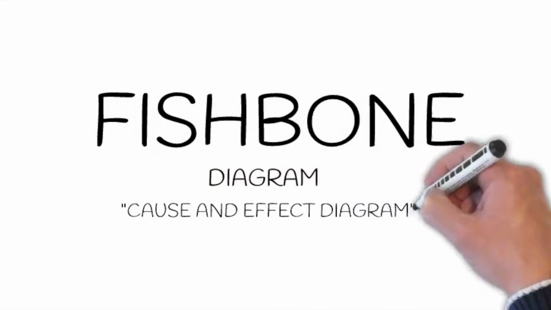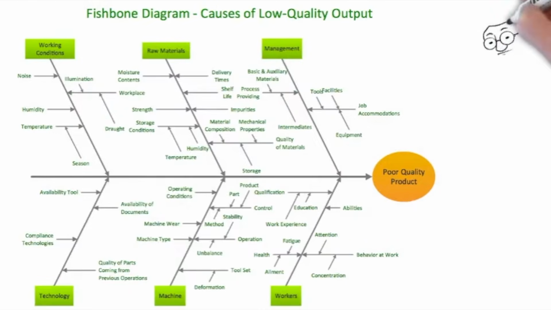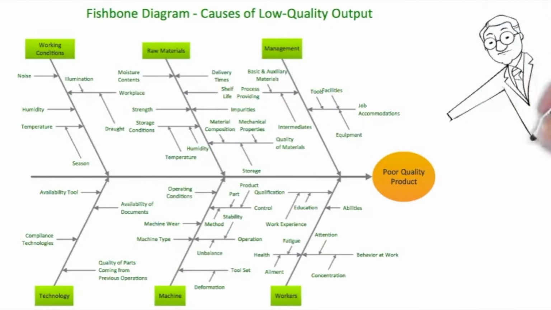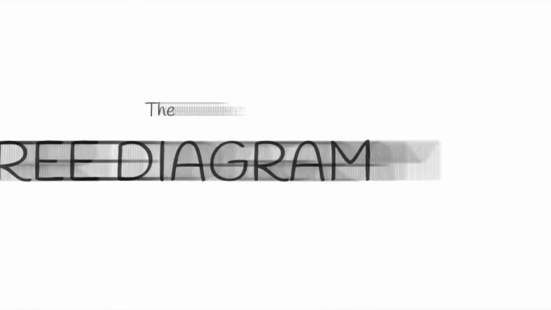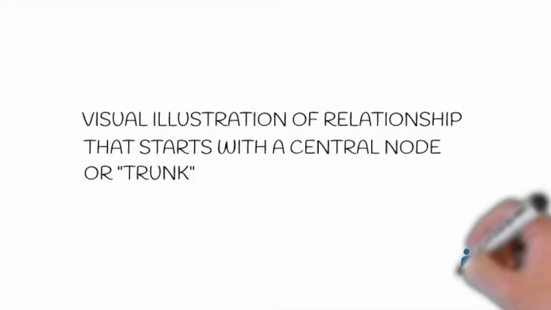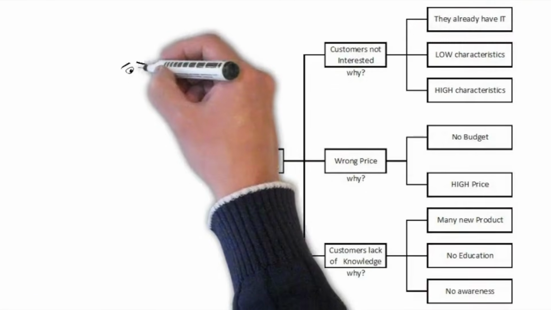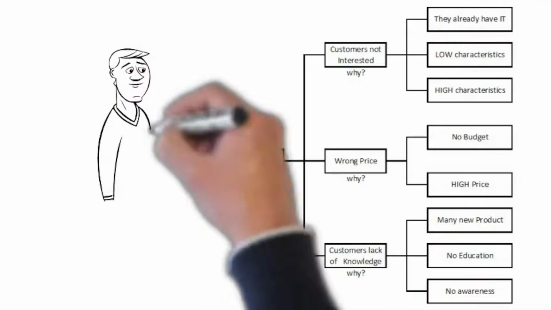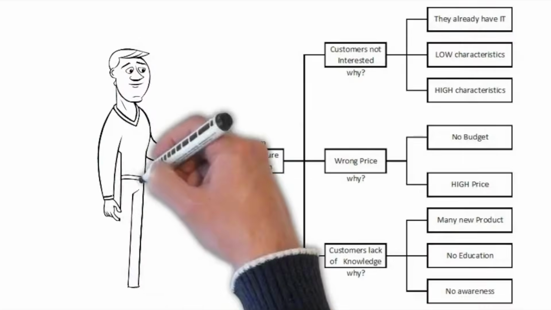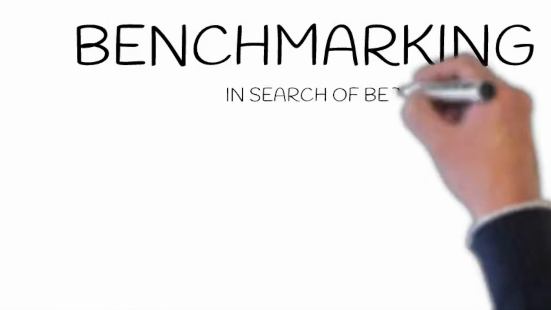The fishbone diagram, also known as the cause and effect diagram. This will help you identify many possible causes for an effect or a problem. Ideas are directly sorted into different categories. The tree diagram. It is a visual illustration of relationship that starts with a central node or trunk. Each possible solution or event has its own branch, which comes off the trunk to the top or bottom right-hand side. This tool will help you break down categories from the big picture to the very detail of an issue.